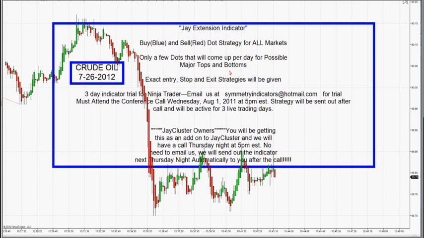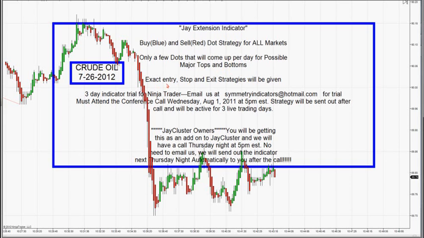That's a cool thing about this also, is you can run multiple markets, looking for major tops and major bottoms on 16, 17, 18 different markets if you want to. And it'll only tell you when the major high probability high or low is in the market on all of them, right across the board. It's really cool with the Market Analyzer that we have for this.